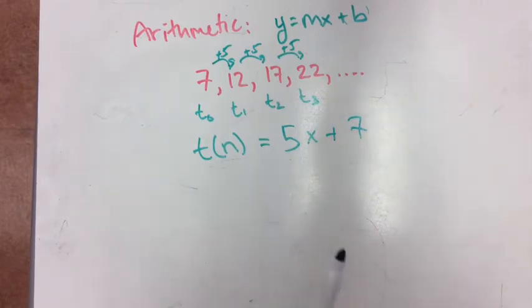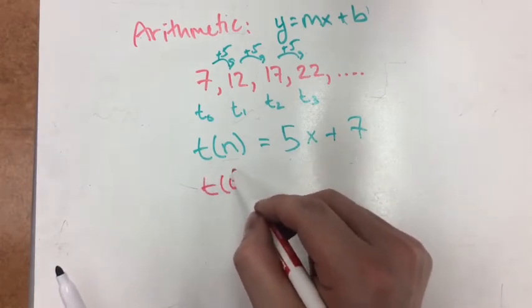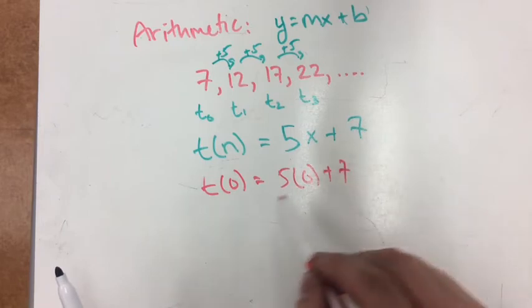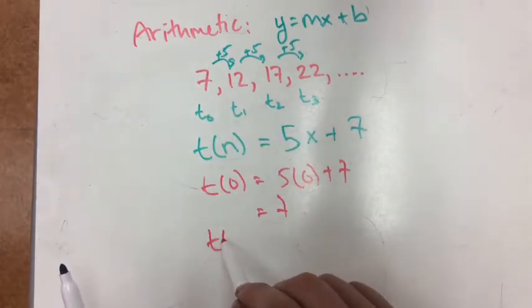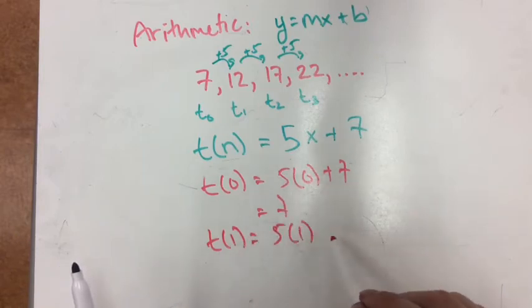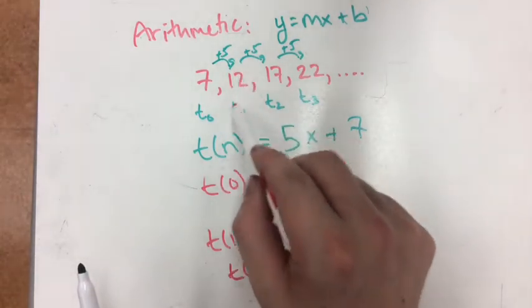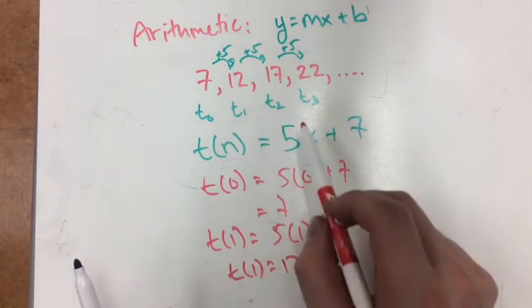We can check this. Let's put in t of 0. This is going to be 5 times 0 plus 7. T of 0 equals 7. Oh, good. Let's check t of 1. This is going to be 5 times 1 plus 7. This is t of 1 equals 12. And right here, our first term is 12. So we have found the correct equation for this sequence.